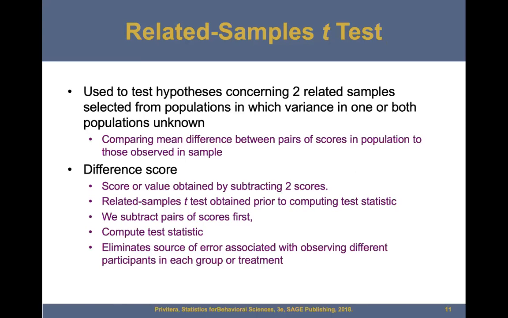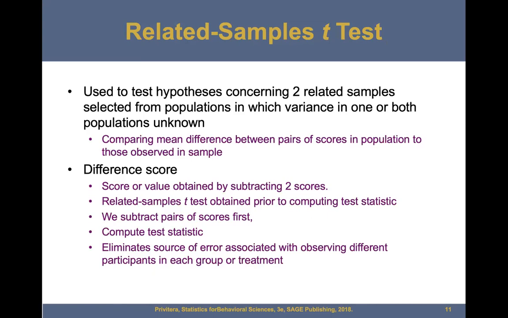The related samples t-test is used to test this, occurring with two related samples selected from populations in which the variance in one or both populations is unknown. We're going to compare the mean difference between the pairs of scores to those observed in the sample, and look at the difference score, the value obtained by subtracting the two scores.